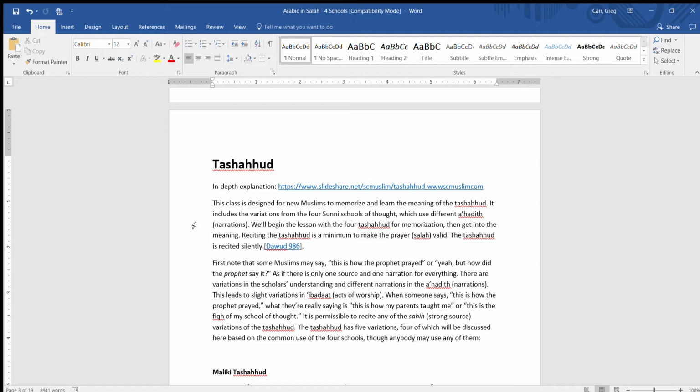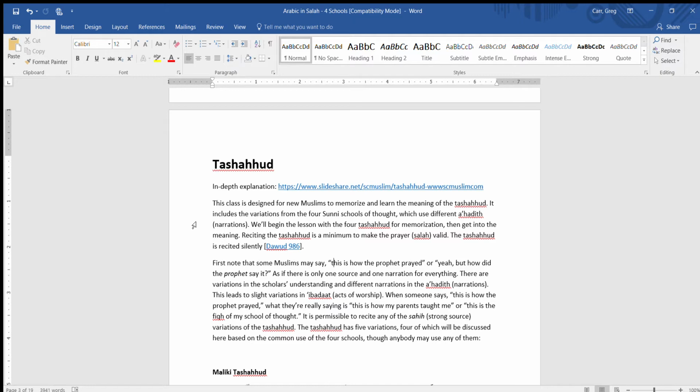I'd like to keep in mind for the audience that there are many variations. All of them are acceptable. When you're going around the masajid, you may have some people say, this is how the Prophet prayed, or wait, how did the Prophet say it, sallallahu alaihi wasallam. They say this as if there's only one source, one narration for everything. But the fact is that there's variations in the scholars' understanding and different narrations in the hadith.